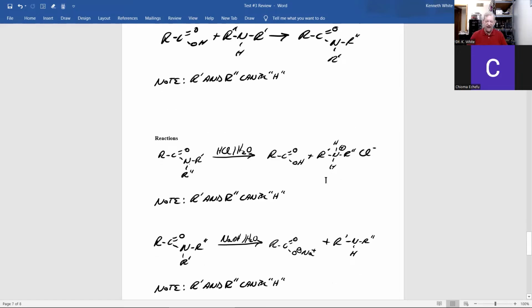Now, once you get an amide, remember R prime and R double prime, one or both or none can be hydrogen, and you react it with, for this class, always hydrochloric acid. You can use other acids, but I'll stick to that, and water. You break the amide down, you get back the carboxylic acid you would have used to make that amide, but the amine you get, because you're in acid and amines are bases, you form the amine salt. And once again, R prime and R double prime can be hydrogen.